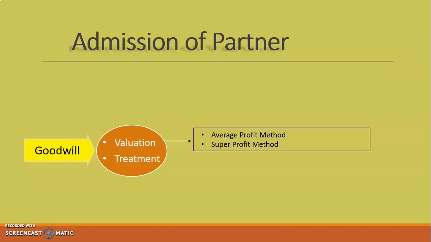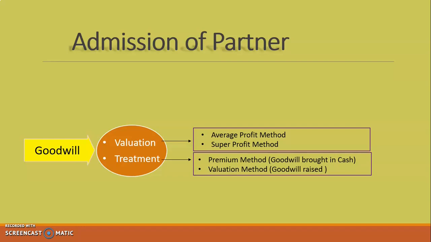We saw the two methods of how to calculate the value of goodwill, that is the average profit method and super profit method. Now let's see how this goodwill is to be recorded in the books of accounts, using the two methods, that is premium method and valuation method. You have to see whether the goodwill is brought in cash by the new partner or whether it is raised in the books. Accordingly, you have to pass entries.